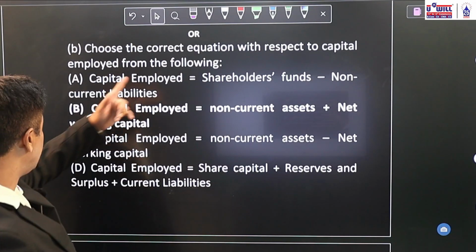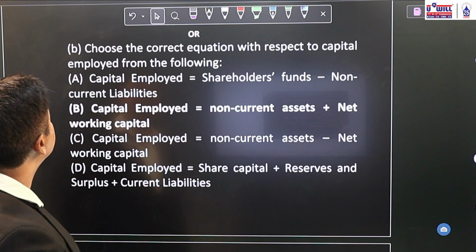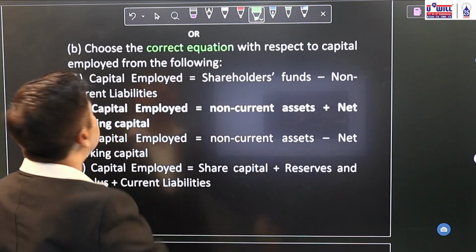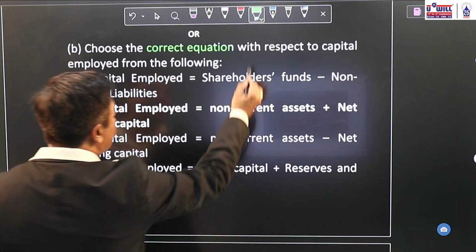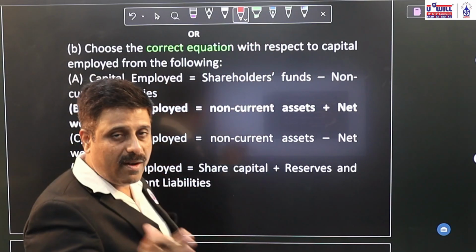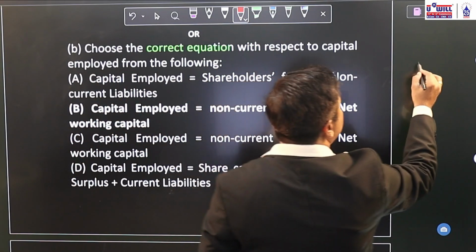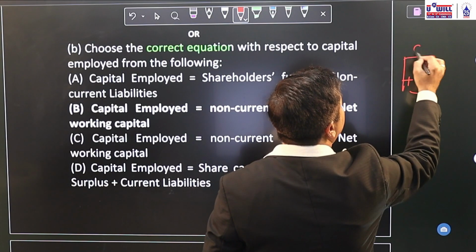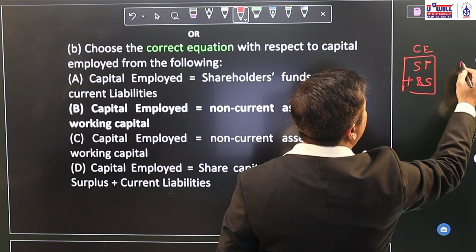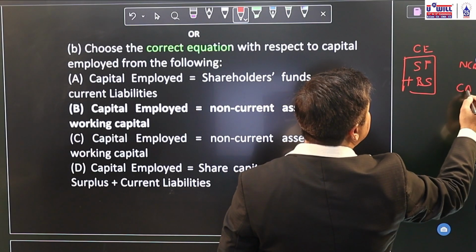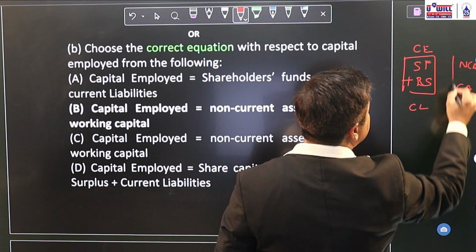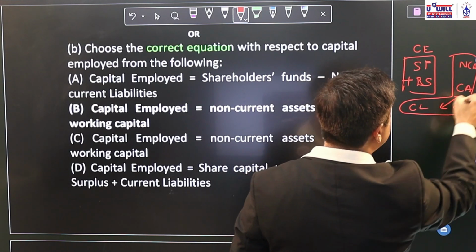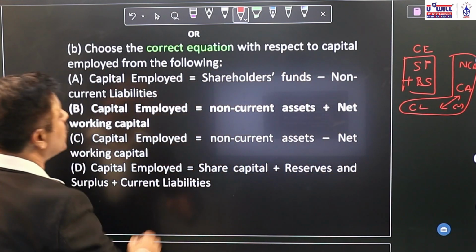One more question was asked last year. Choose the correct equation with respect to capital employed. Now, what is capital employed equal to? From the liabilities side, shareholders' funds plus non-current liabilities is equal to capital employed, or from the asset side, non-current assets plus current assets minus current liabilities is equal to capital employed, that is, total assets minus current liabilities. Let's see which option is correct.